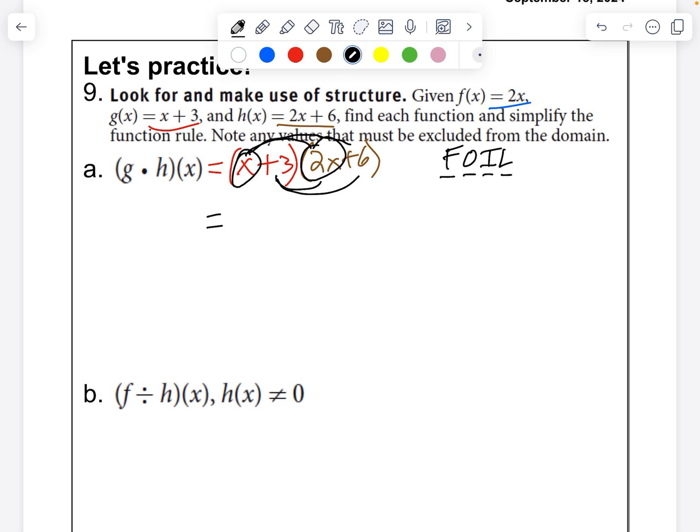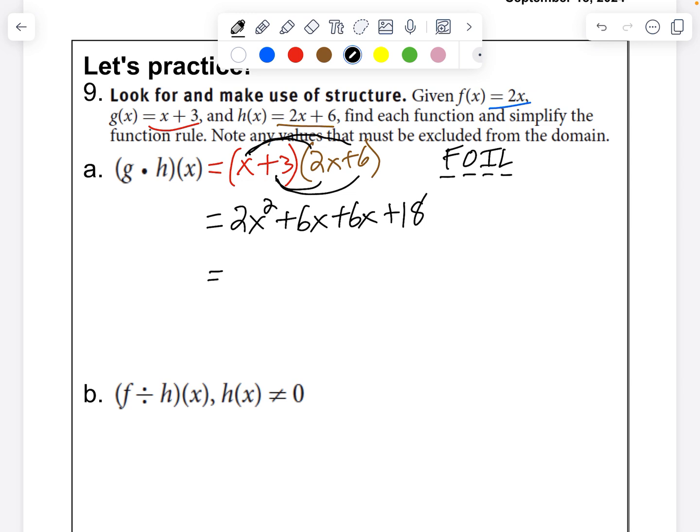So x times 2x. X times 2x is 2x squared. Remember, x times x is x squared, so 2x squared. X times 6, that's 6x. 3 times 2x, that's another 6x. And then 3 times 6, that's 18. All right? I'll show that to you one more time here before we're done. But that's FOIL, or that's the double distribution that you're going to use when you multiply two terms times two terms. All right?